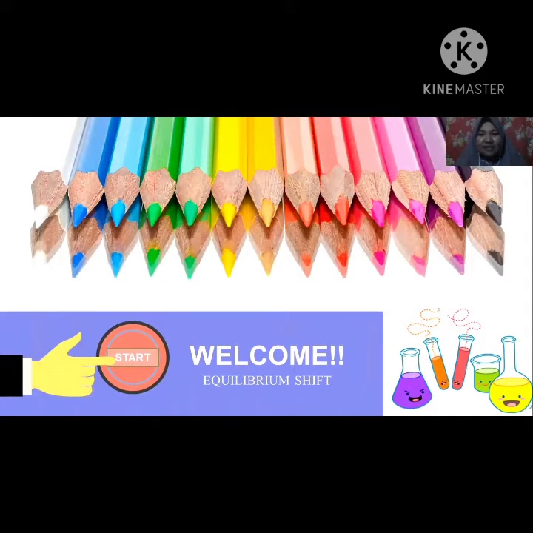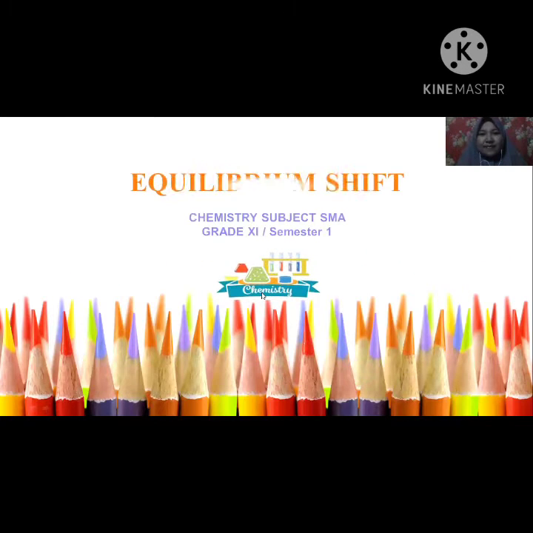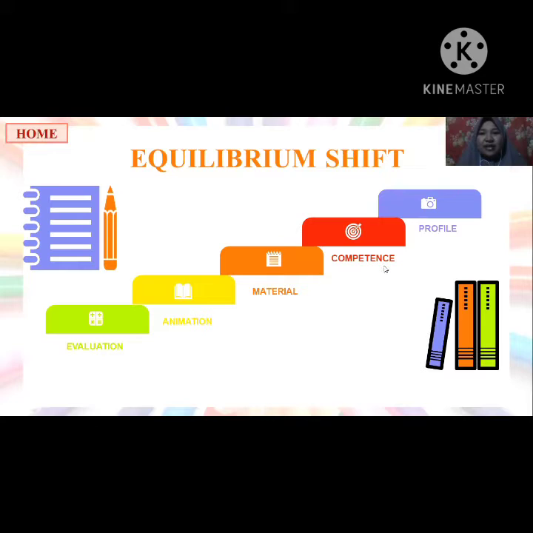Welcome to my class. Today, we will discuss equilibrium shift. Let me start our learning. This topic about equilibrium shift is part of the chemistry subject material for senior high school, grade 11, semester 1. So this is all the parts of the topic we will discuss, on the homepage of this learning.